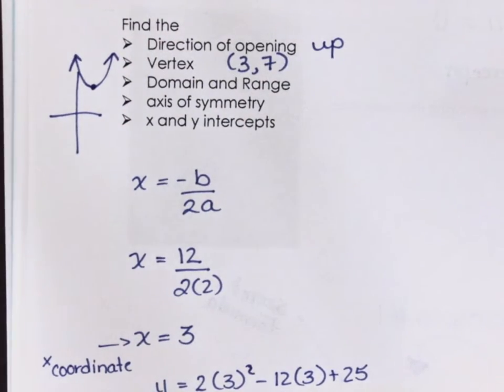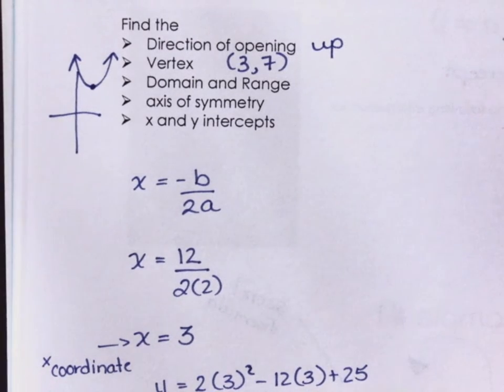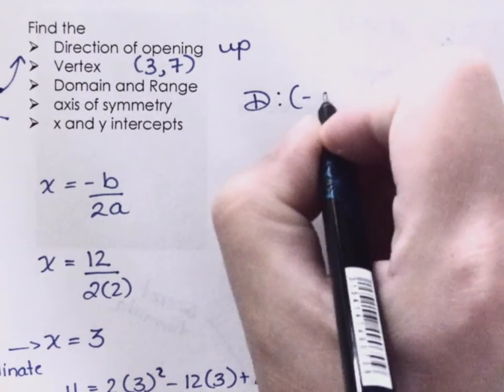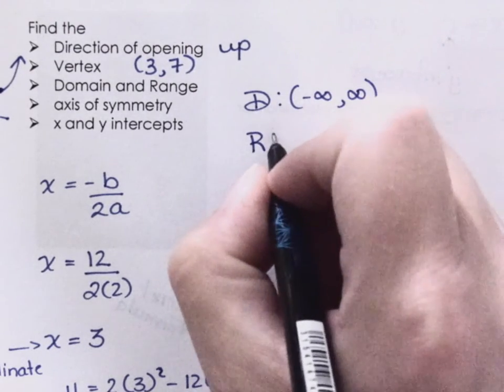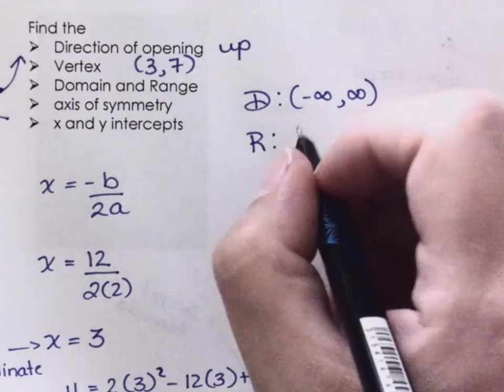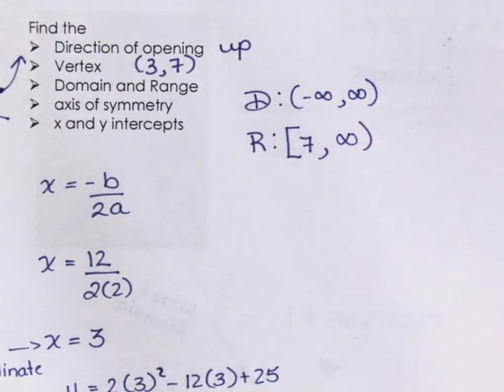So (3, 7) is here, and I open up. What's my domain? Negative infinity to positive infinity. Someday you'll all be confident enough to say it out loud. And the range, 7 to positive infinity.